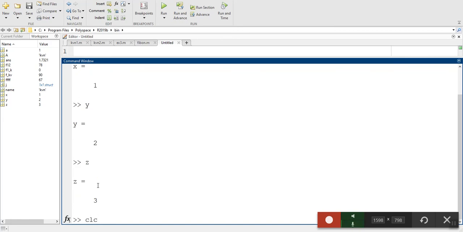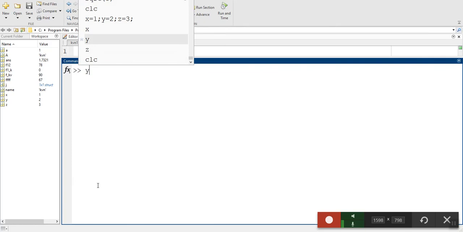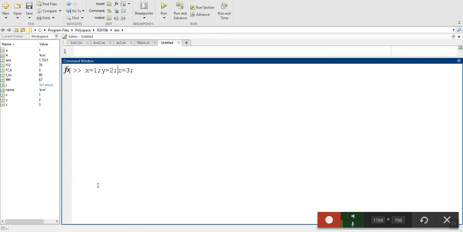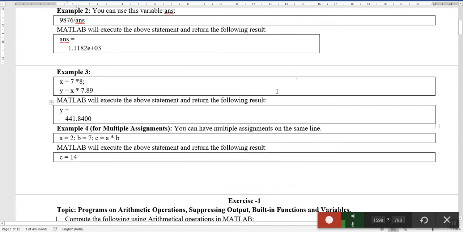Suppose instead of a semicolon you use a comma between two assignments, what happens? It executes and also immediately gives the output. If you give a semicolon, it suppresses the output. So if you give a comma between the variable assignments, you directly get the output. Now, this is about the variable concept.